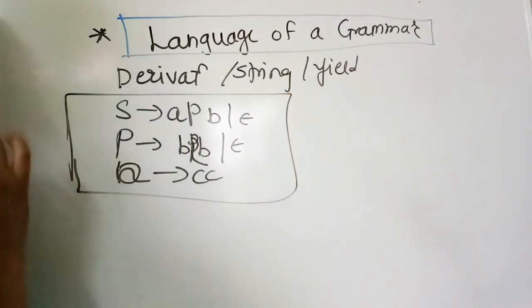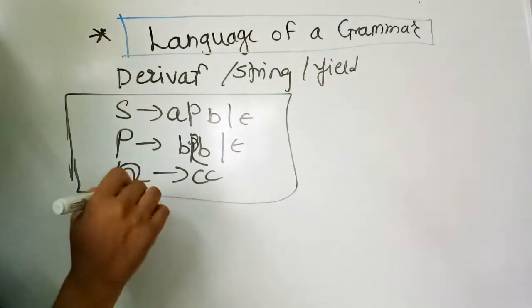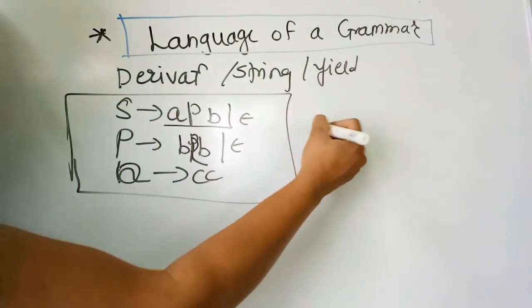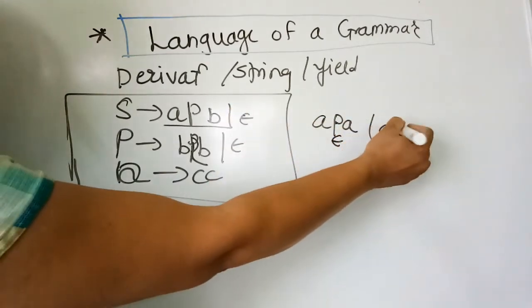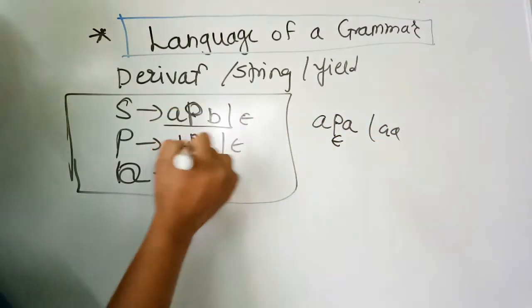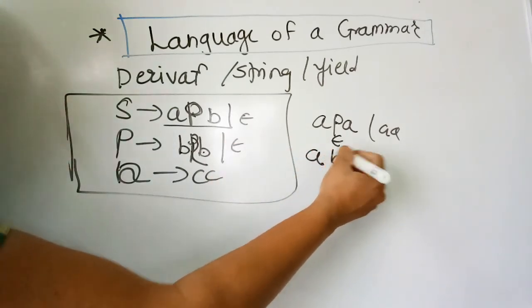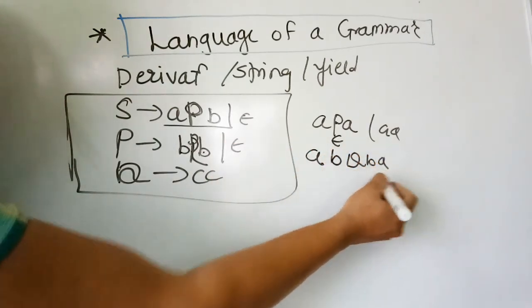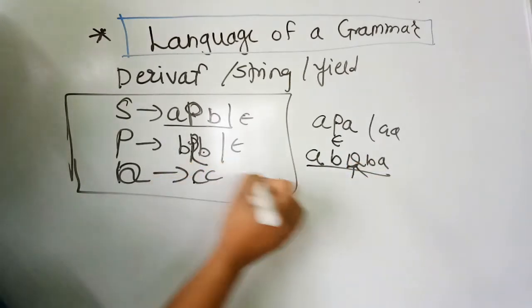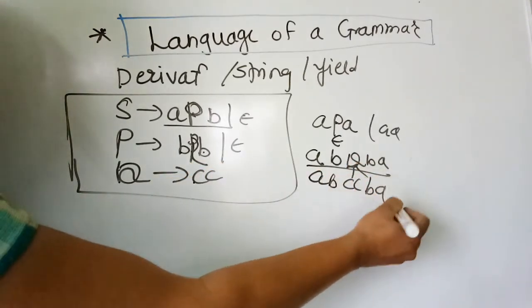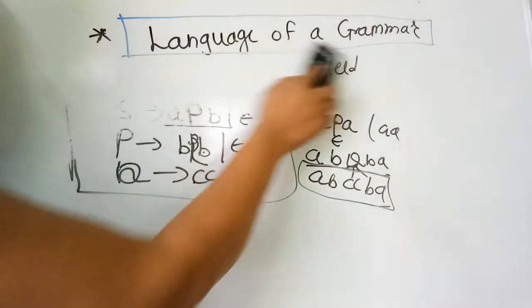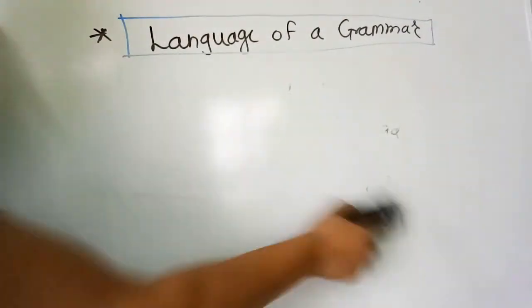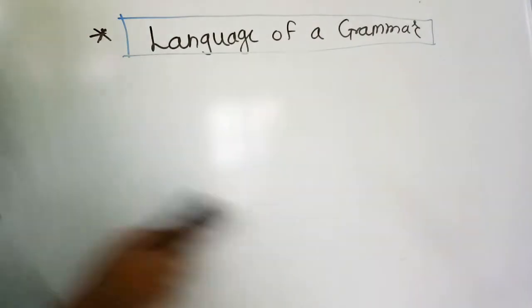This is some grammar. Then, by applying derivations, starting from the start symbol rule, for example APA, then P will be replaced with epsilon, then it should generate AA, or P will be replaced with A, B, Q, B, A. Then again replace Q with C, C. Then A, B, C, C, B, A. So this is the yield of a grammar, or it is a string, the derived version of any grammar, and that should be part of a language. These are some basic mechanisms.